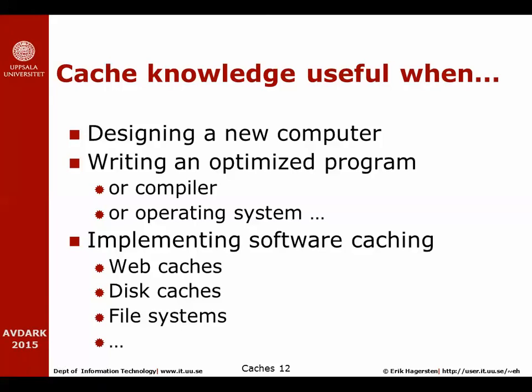But it's also very important to understand caches when you would like to write an optimized program, as you will see later on in this course, or when you write a compiler, or even when you write an operating system. So sometimes you need to understand caching behavior to get correct behavior for operating systems as well as for programs. It's also important these days to understand how to implement caches in software. So we have web caches, disk caches, file systems, and so on. They are examples of caches. And some of the tricks and techniques that we'll learn in this course can also be applicable when you would like to implement those kinds of caches.